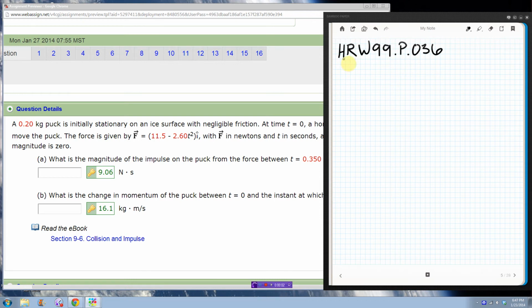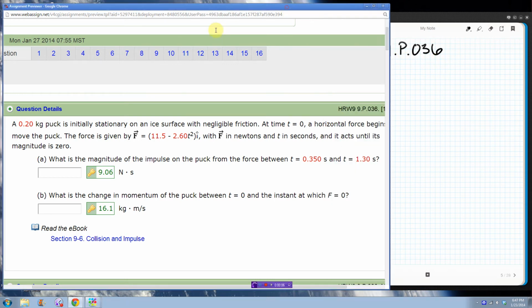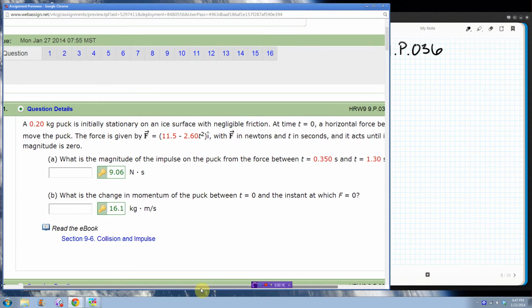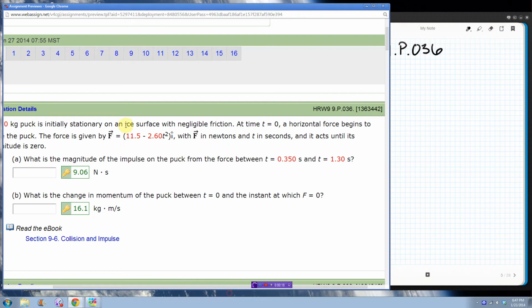This is homework problem HRW99P036. It says a 0.2 kilogram puck is initially stationary on an ice surface with negligible friction. At time t equals 0, a horizontal force begins to move the puck. The force is given by this function.